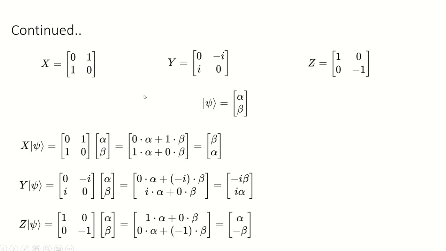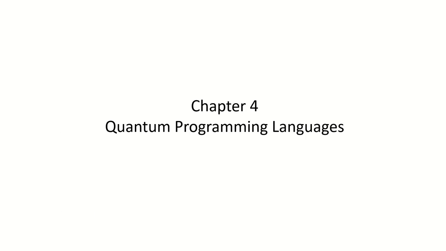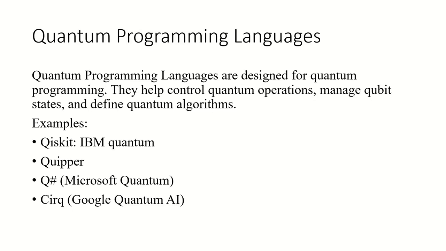When we multiply a matrix by a vector, we get another vector which is the final position of that vector in the new transformed space. So this was all about the mathematical representation of qubits. Now let us move on to quantum programming languages. There are special libraries in classical programming languages, or special new programming languages, used to control quantum operations, manage qubits and define quantum algorithms.